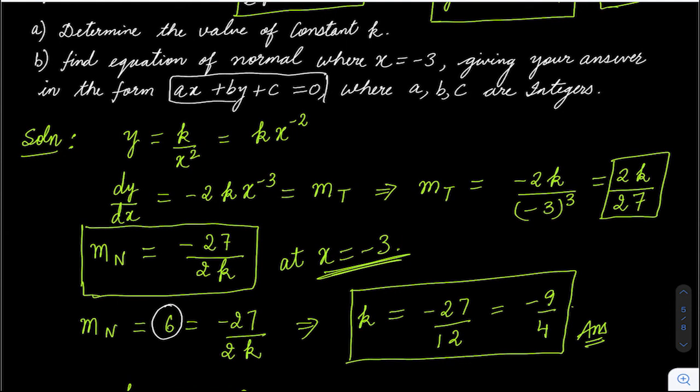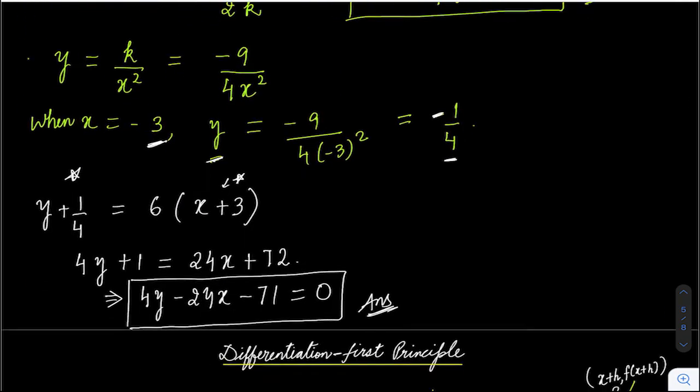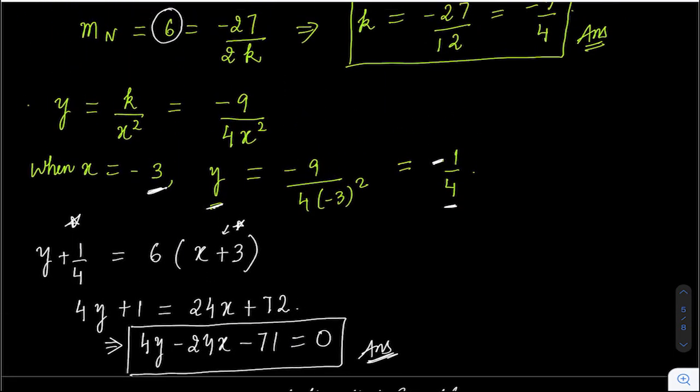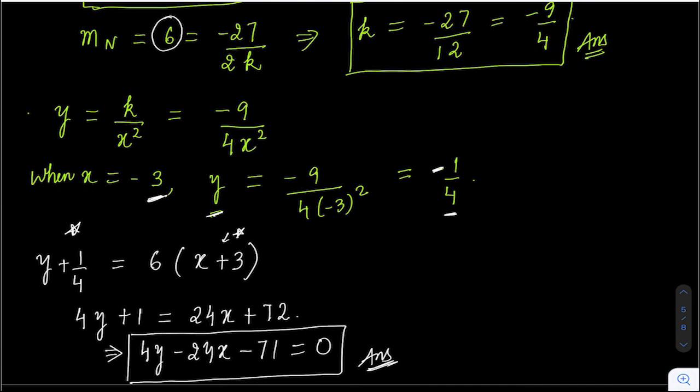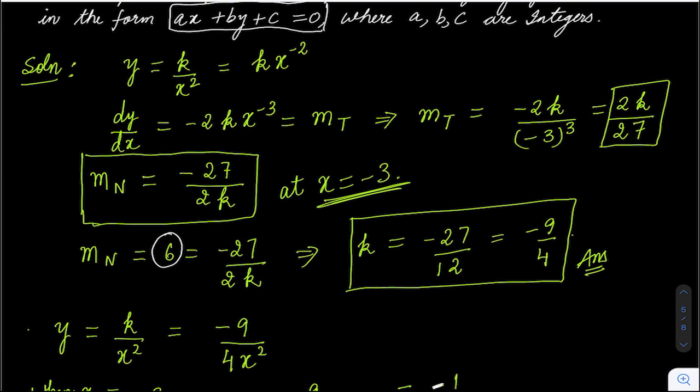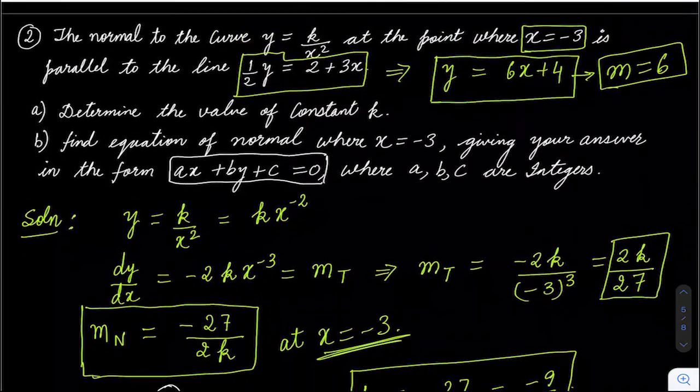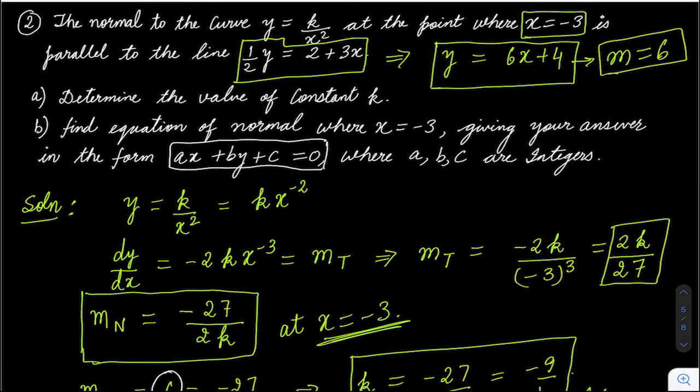Now after that, sometimes in some questions they also ask to find a, b, c, the probable value of a, b, c. So the values can be a is minus 24, b is 4, c is minus 71. That is one of the answers. There are actually many answers, but that is one of the answers. If you write in simplified form, then that is the only answer. Okay. So this is how you will solve tangent and normal questions.